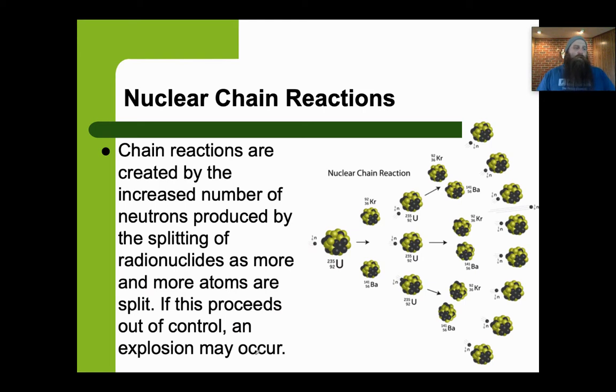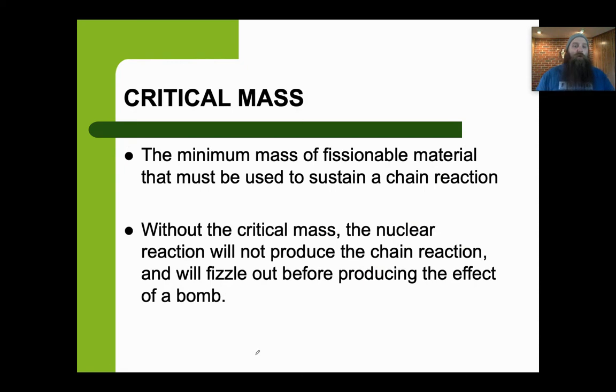Now, in order to get a chain reaction, you have to have enough uranium all in one spot, and oriented in a way that those released neutrons will interact with those other uranium atoms. But if you get that just right, what we have is called critical mass. And that is the minimum amount of fissionable material you need to sustain your chain reaction. You don't want it to just fizzle out. You want it to actually keep feeding itself and grow.